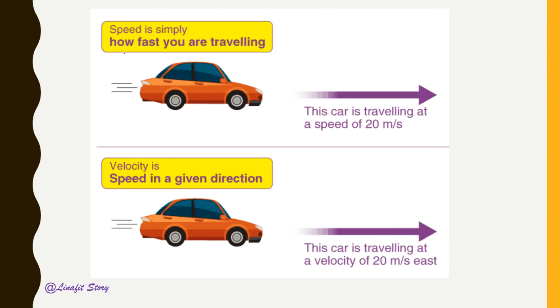What's the difference between speed and velocity? Speed is simply how fast you are traveling. For example, this car is traveling at a speed of 20 meters per second, while velocity is speed in a given direction. For example, this car is traveling at a velocity of 20 meters per second east.